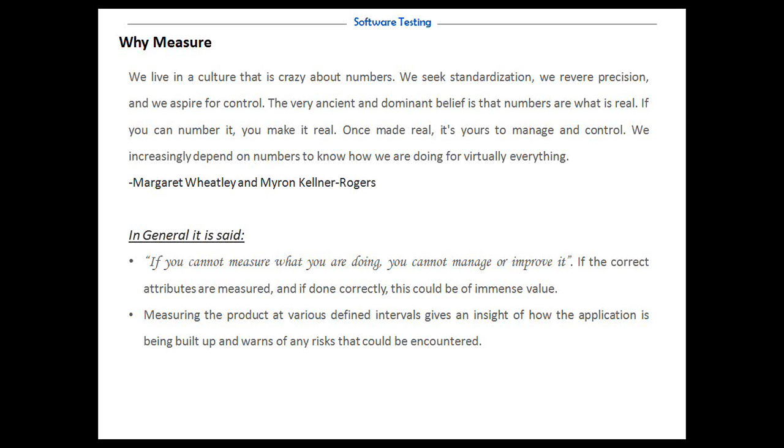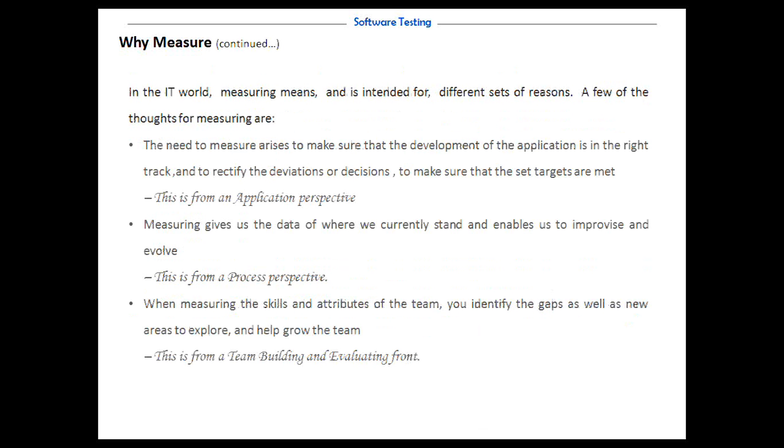Measuring the product at various defined intervals gives an insight of how an application is actually being built up and warns us of any risks which we might face. Now, in the IT world, measuring is distinctly done for three specific reasons. One is from an application progress, or a process analysis purpose, or for an evaluation purpose.